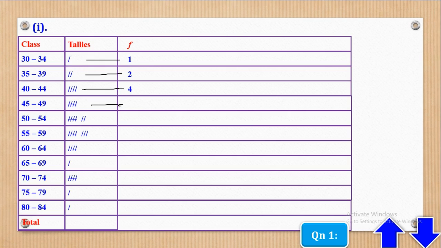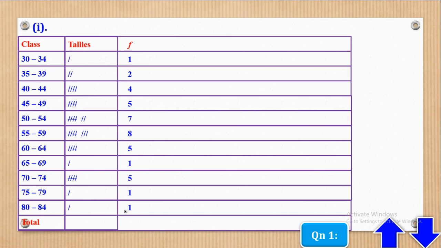5 tallies, we shall put 5. 7, we shall put here 7. 8 tallies, we shall put 8. 5 tallies, we shall put 5. 1 tally, we shall put 1. 5 tallies, we shall put 5. 1 tally, we shall put 1. And here 1 tally, we shall put 1. So that is how they generate the column for frequency.